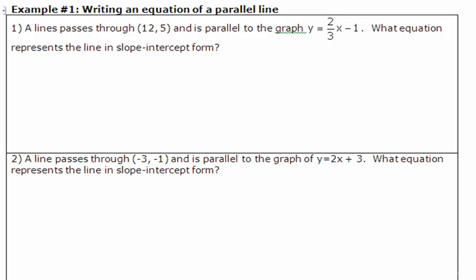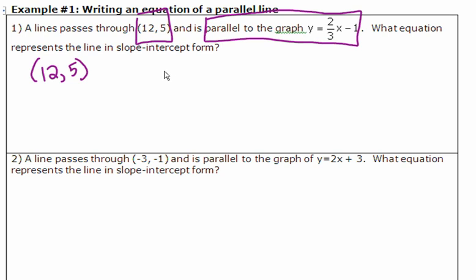So example 1, it's writing an equation of a parallel line. This is the same idea that we've been doing. It says a line passes through (12, 5) and is parallel to the graph y equals 2/3 x minus 1. What equation represents the line in slope-intercept form? So what information we're given is that my line passes through this ordered pair, (12, 5), and it's parallel to this line.